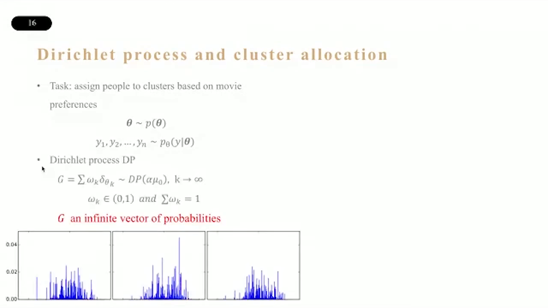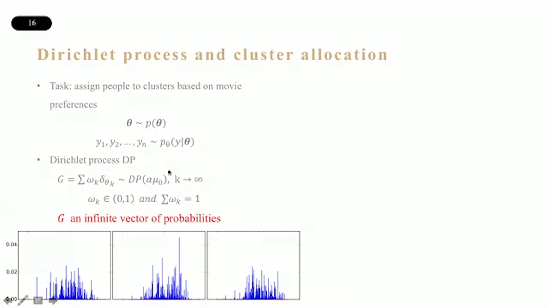So what is the Dirichlet process now? The Dirichlet process is actually a distribution over distributions. But I don't want you to get confused, so think of the Dirichlet process as a sample G, which is actually an infinite vector of probabilities. G here can be thought of as a set of points k, with k going to infinity, an infinite number of points, and each point is associated with a weight omega, which is a probability between 0 and 1, and a location, which we don't really care about for the time being.